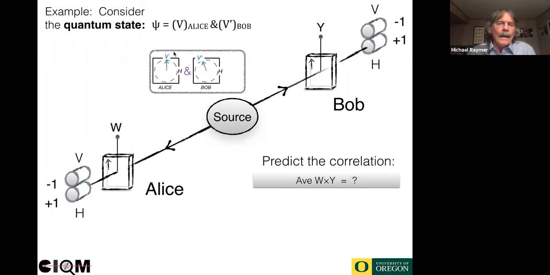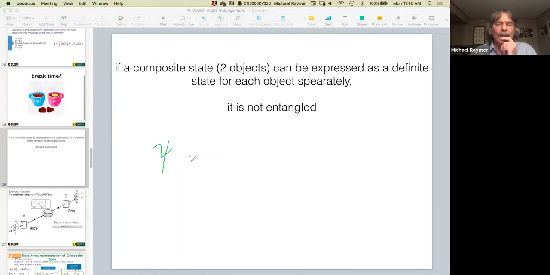An entangled state would be like this composite state plus another composite state that was different than this one. If the composite state can be written as a state of the A object and the state of the B object, then these are two definite states, one for the A object, one for the B object, then this is not entangled. What you need is to add to that, possibly with a minus sign or a plus sign, a different state for the A object and a different state for the B object.